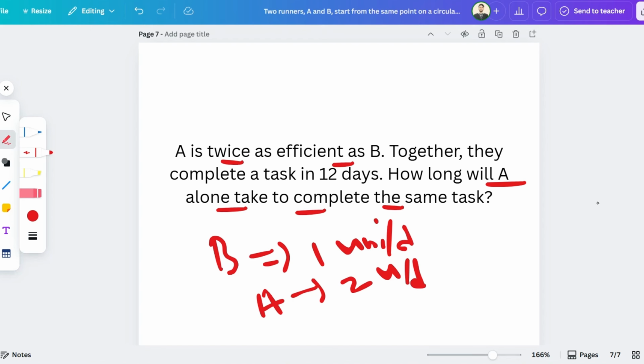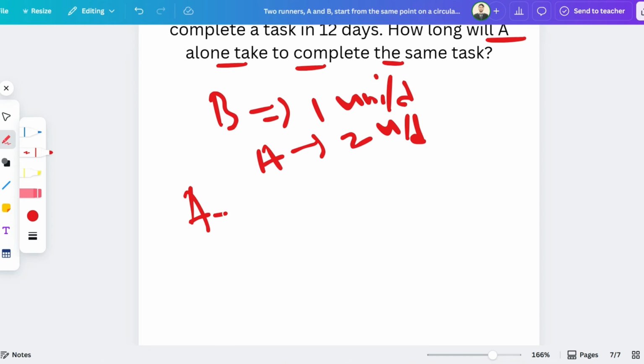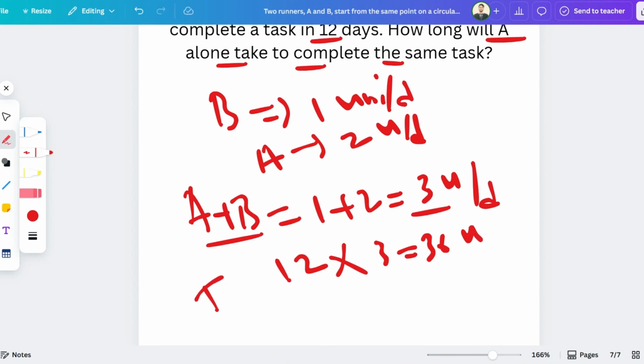So together they do the task in 12 days. In one day, A plus B will do 1 plus 2 units, so that is 3 units per day. Okay. They have completed the task in 12 days. So for 12 days, how much task will they do? For 12 days, they will do 12 into 3, that is 36 units for the total task.